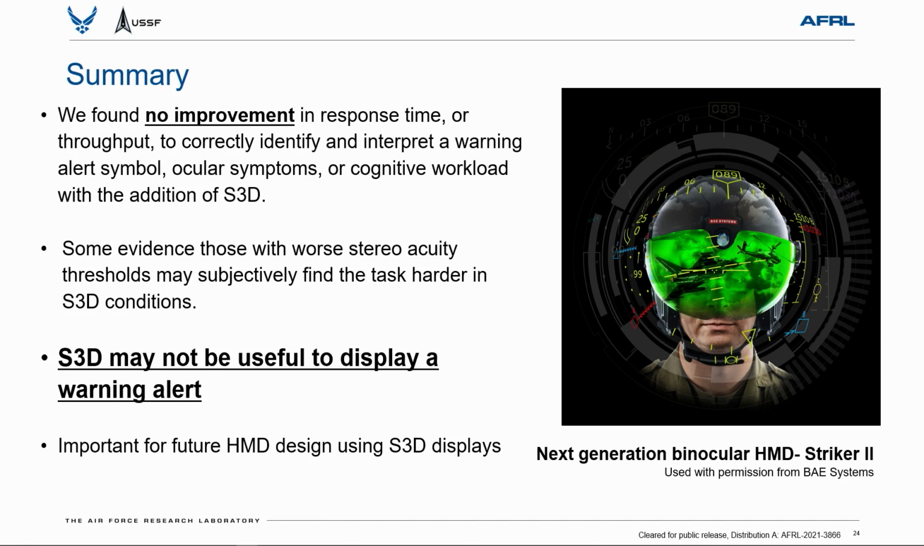So, summary and discussion. We found no improvement to performance or to ocular symptoms or to cognitive workload when you displayed a warning alert symbol in stereo 3D compared to 2D. Now, why is that? One of our thought processes is that stereopsis itself is inherently a slower process. So it takes longer than the 1 hertz that we were flashing our warning alert symbol. It takes longer than that to verge, accommodate, and process the stereo image. The stimulus needs to be present for longer.